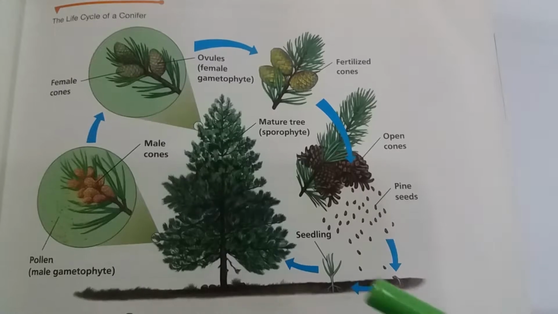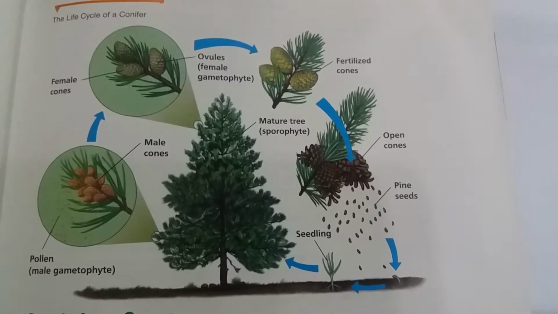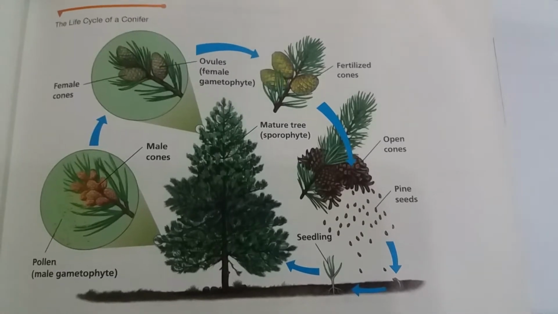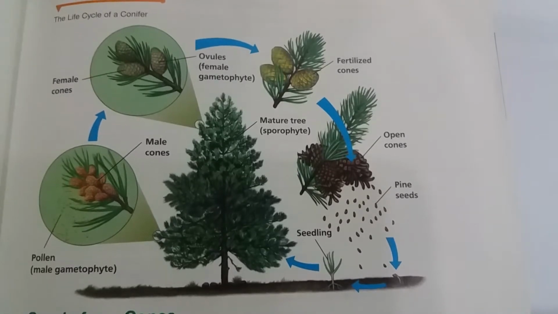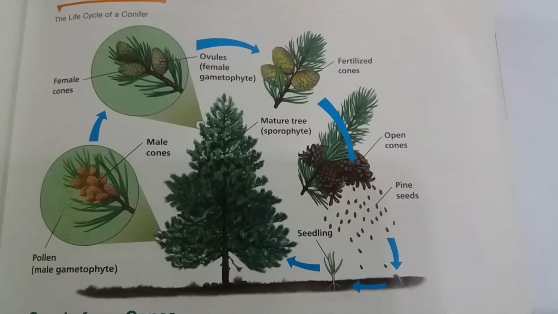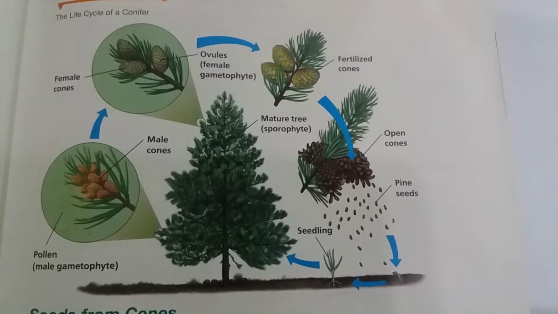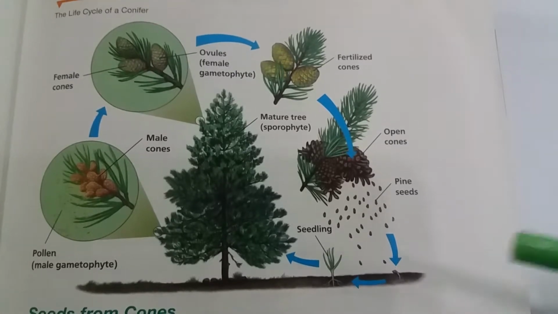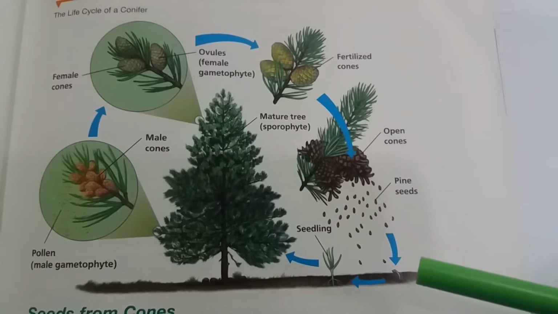This is the life cycle of a conifer. It is a gymnosperm, a seed-bearing plant. Gymnosperms do not produce flowers or fruits. Most gymnosperms produce their seeds on the woody scales of the female cones. The illustrations show the life cycle of a pine tree.